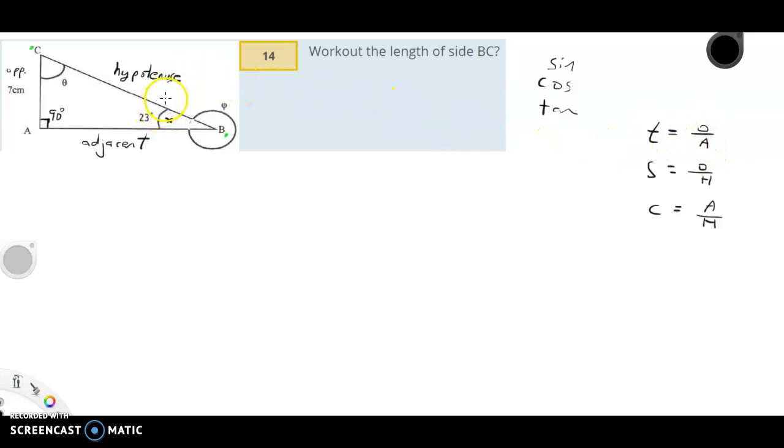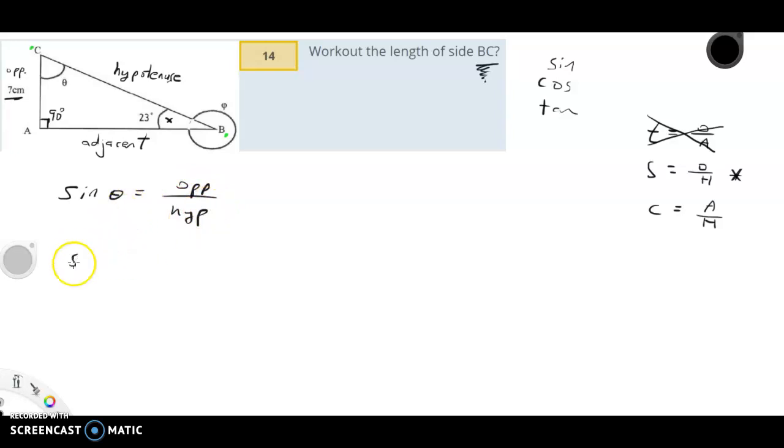Now, we're looking for the hypotenuse. BC in this triangle is the hypotenuse. So that rules out cosine, because there's no hypotenuse involved there. And we know the opposite, which is 7 centimeters. So that makes it look like sine would be the one to use. Sine of some angle, theta for example, equals the length of the opposite divided by the length of the hypotenuse.